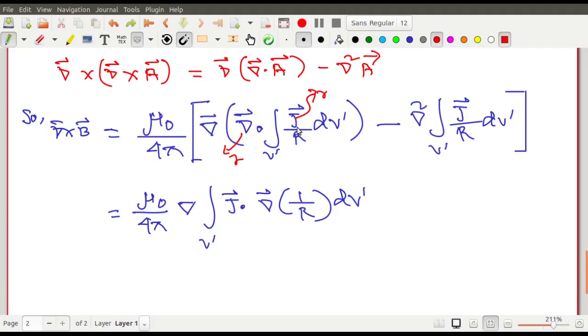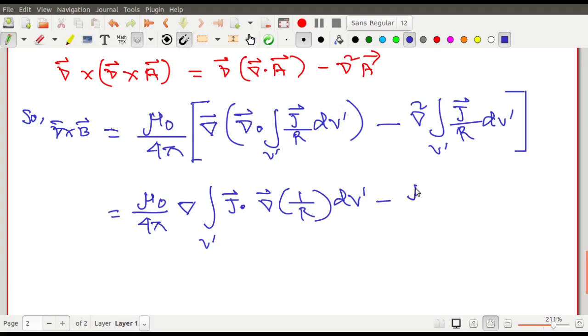j is kept outside, and I take only the gradient of this one, because this r is a function of what? r is a function of both r and r dashed, because R is r minus r dashed. So r and r dashed are both within this capital R. So there will be a gradient of 1 by r. So now I hope that the things are well understood. Okay, you see that I am explaining each and every step for your convenience.